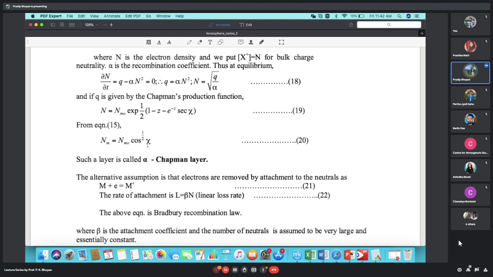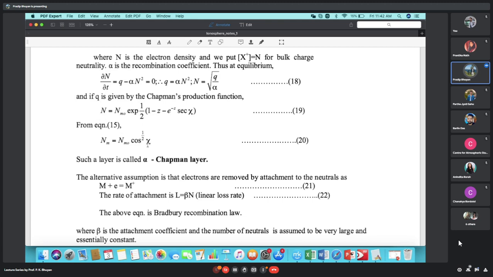Whether you have a direct recombination or a two-way recombination process in which the ionic species hits a neutral, ionizes the neutral, and then it recombines, the loss process is different. In case of beta, the loss process is different from that in case of alpha.